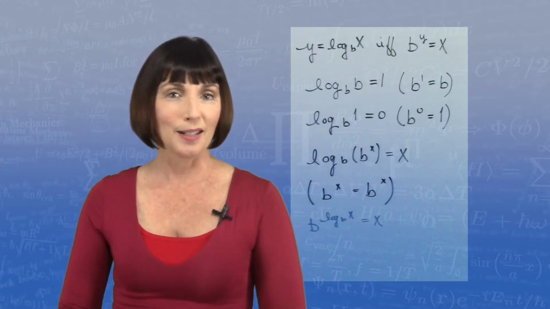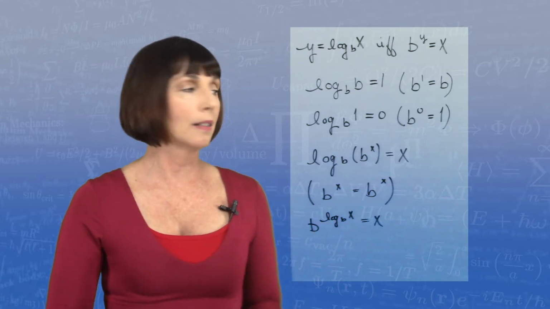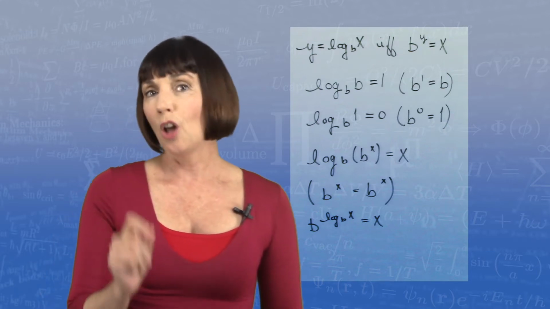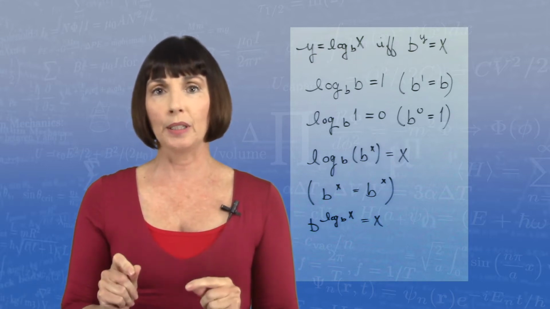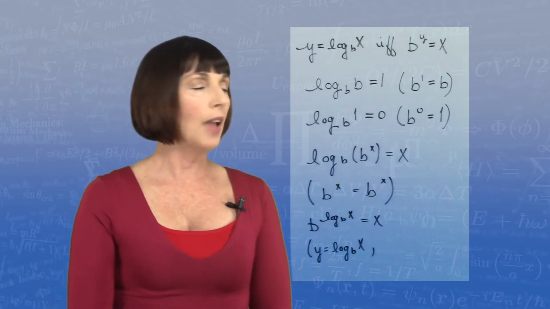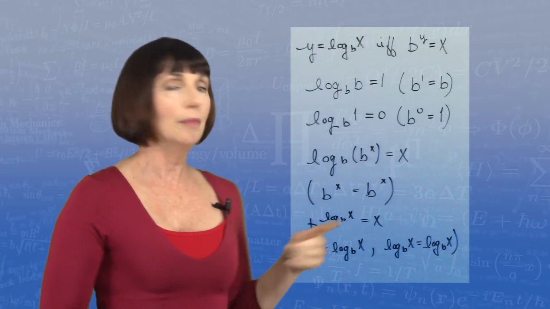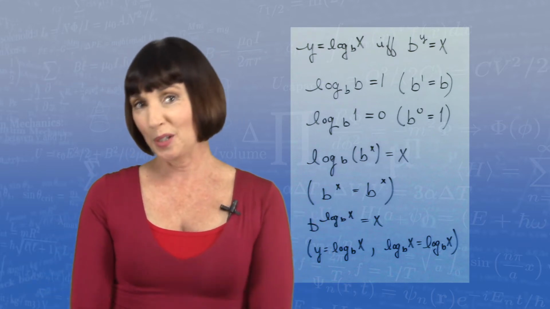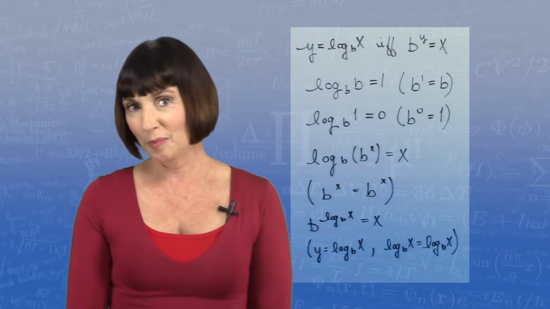Okay, I've got one more for you. B to the power of log b of x equals x. Okay, we're going to write this in logarithmic form. All right, so remember, the logarithm is the exponent. What's the exponent here? It's log to the base b of x. And that's equal to log to the base b of x. Again, another identity. So we know that's true too. These are the properties that you can use when working with logarithms.